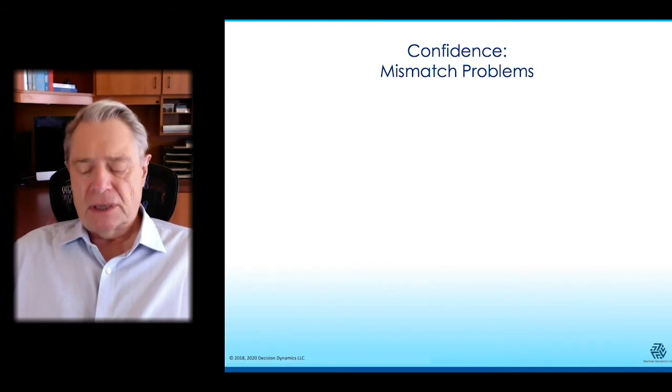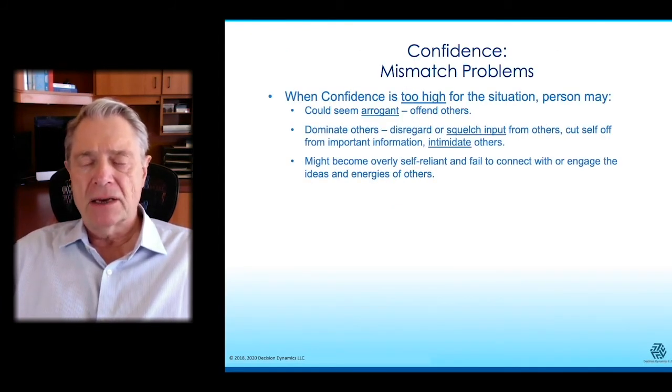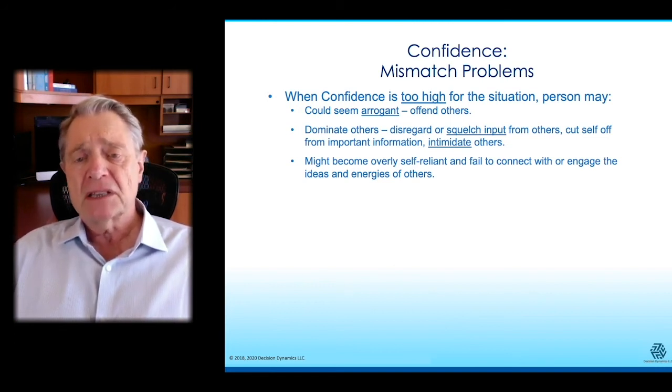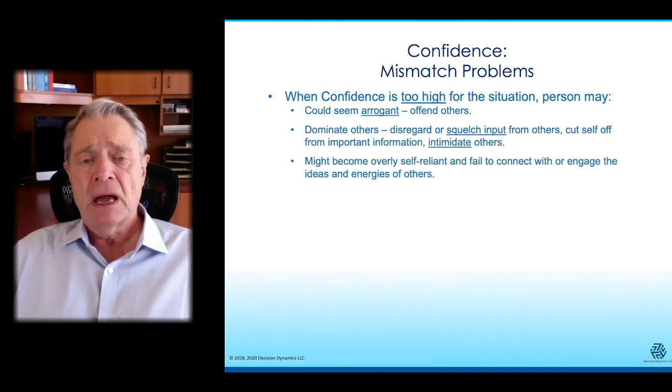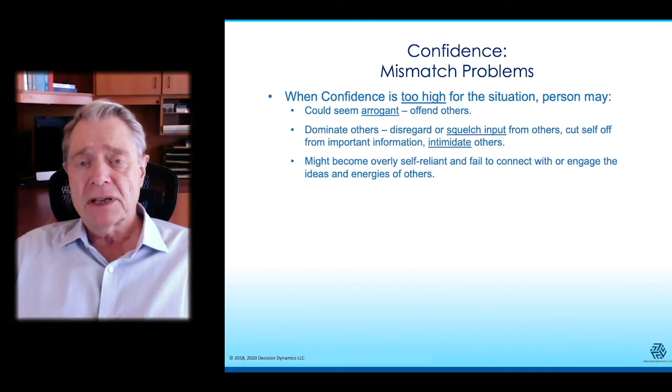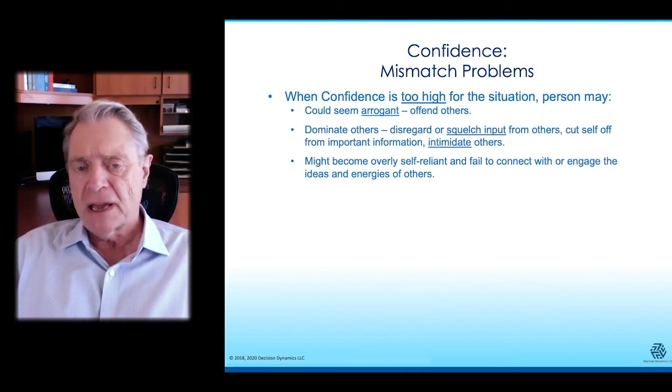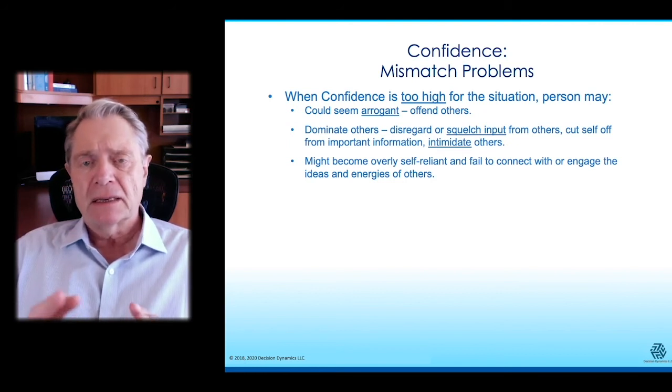When confidence is too high for the situation at hand, a person can seem arrogant and thereby might offend other people. They might have a tendency to dominate other people, or disregard their input, or unintentionally squelch input from other people and thereby cut themselves off from other important information. They could, in the process, intimidate other people who are feeling less certain than they are, and they might become, over time, overly self-reliant and too dependent just on themselves and fail to connect with the ideas and information that other people could bring to the situation.